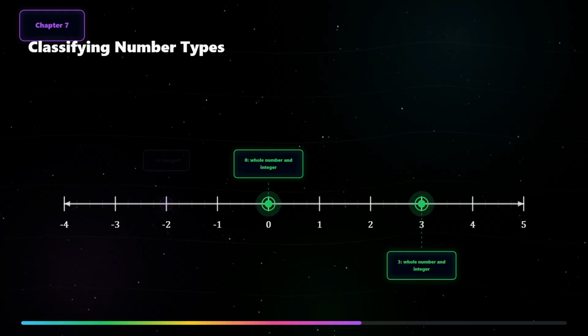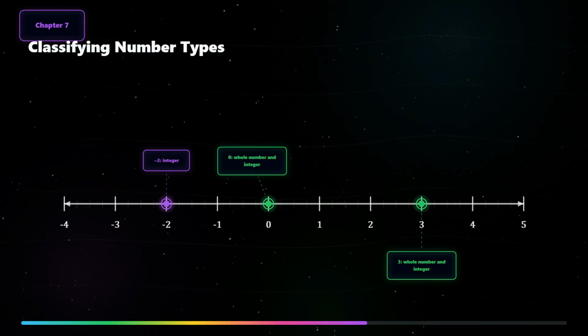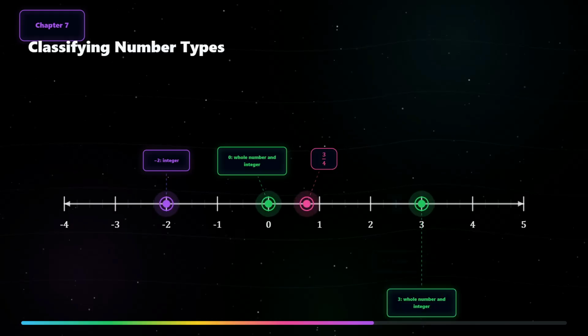-2 is an integer, but it is not a whole number. It is an exact whole number step, but it is on the negative side, and whole numbers do not include negatives. 3/4 is a fraction. It shows equal parts. It does not land on a whole number tick mark, so it is not an integer and it is not a whole number. 2.5 is a decimal. It sits between 2 and 3, so it is not a whole number and not an integer.